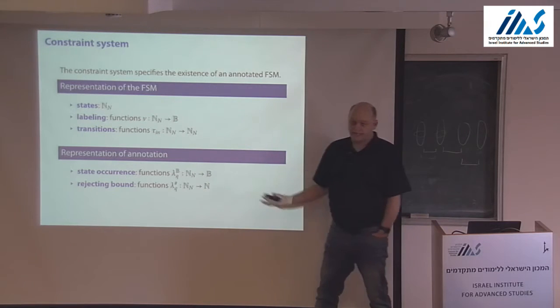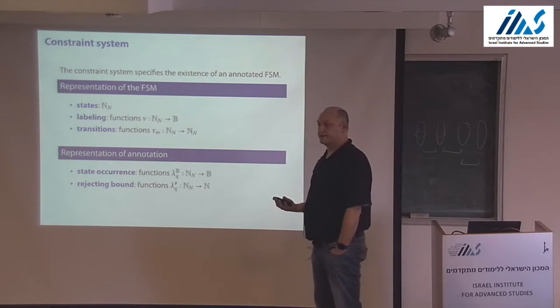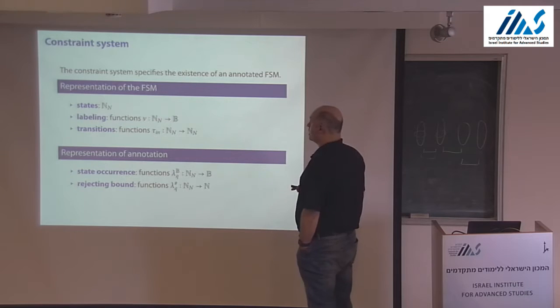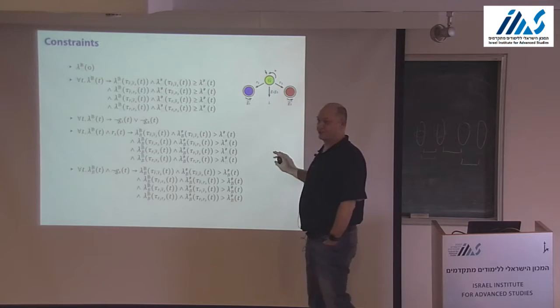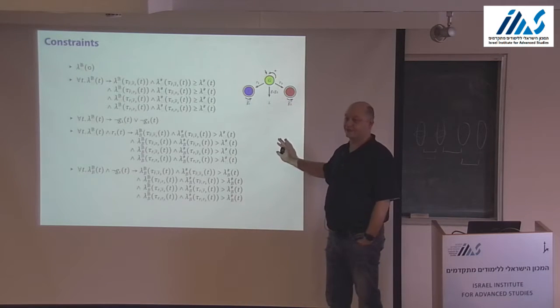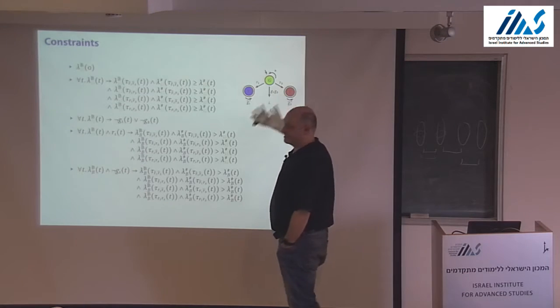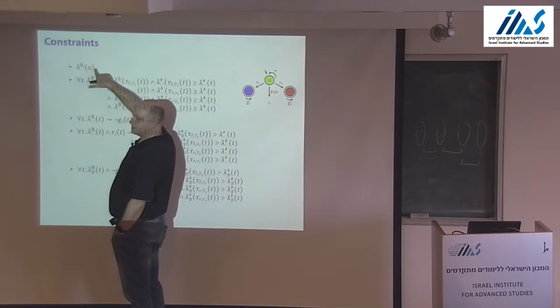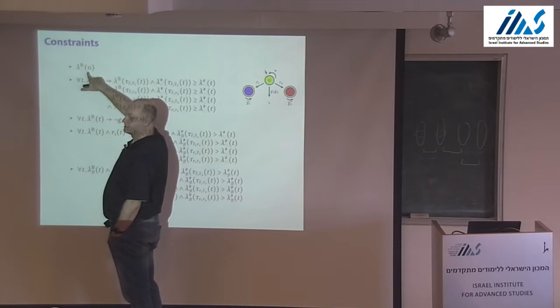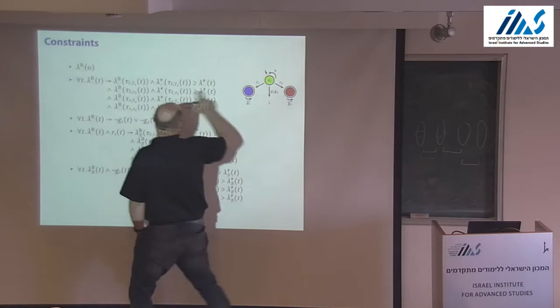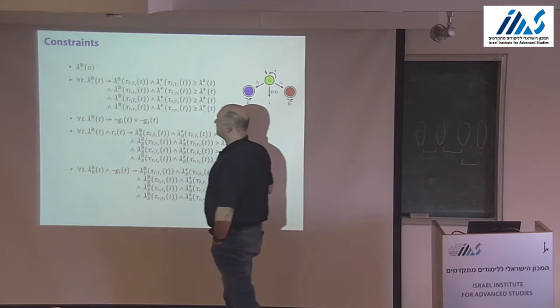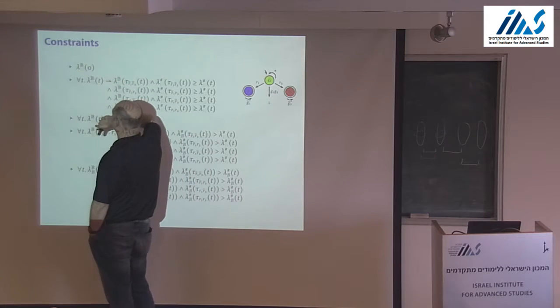And now I need to give constraints that, well, make sure that this is a valid annotation. And, well, it looks like this. It's very straightforward, but I just wanted to show you an example. So what does it say? Well, first of all, the initial state is present initially. So without loss of generality, I'll say 0 is the initial state of my finite state machine. And I'm saying that the green state here needs to be present in the initial state.